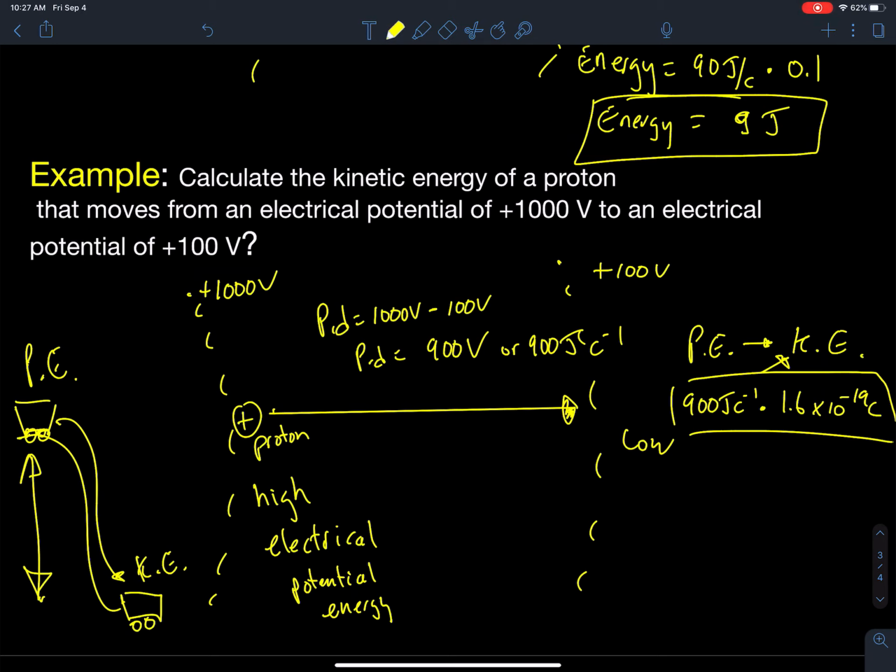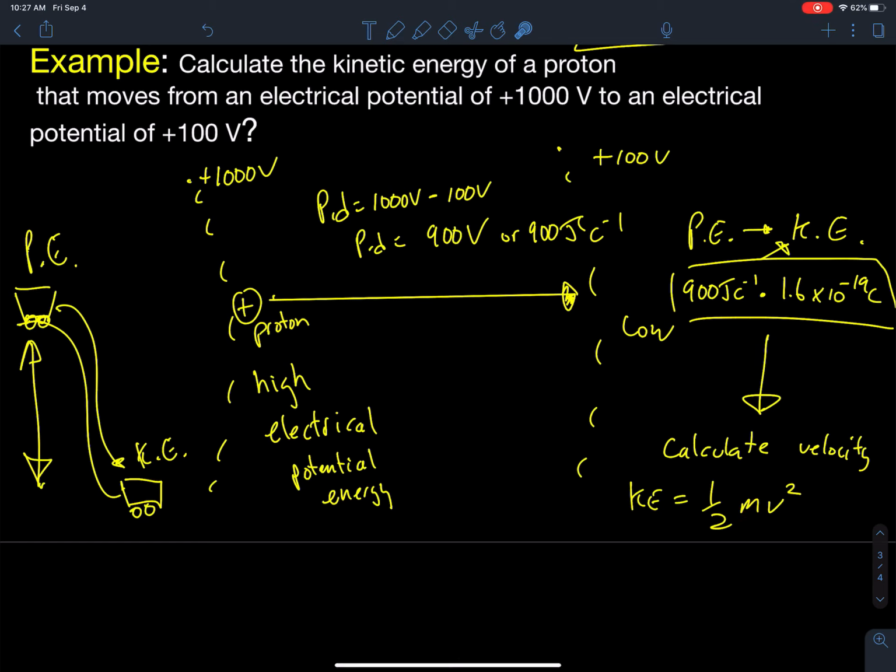I can probably predict that the next question would be to calculate the velocity. If I wanted to calculate the velocity, I would use that kinetic energy, and I would say KE is equal to 1/2 mv squared. In order to do that, I need to know the mass of my proton, and I would use this equation to calculate the velocity that that proton has at that point. And that's it.